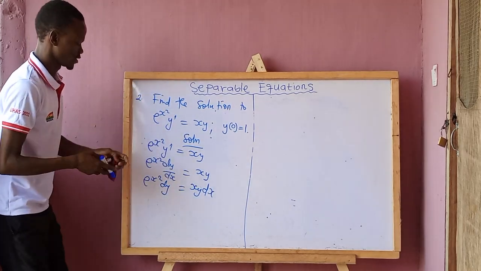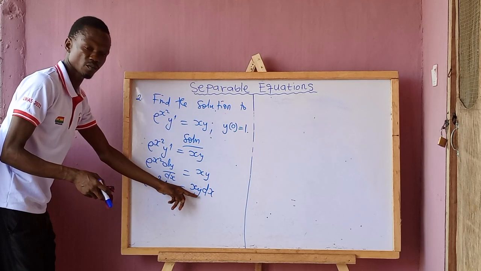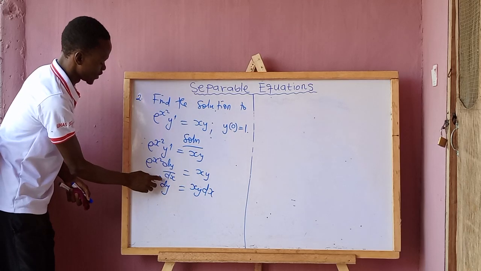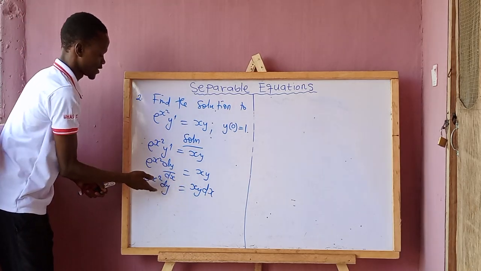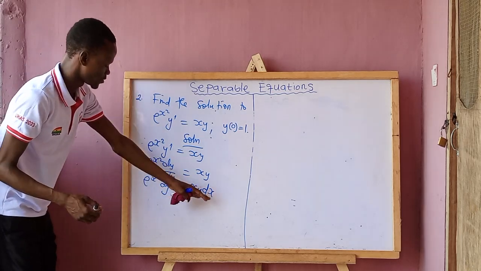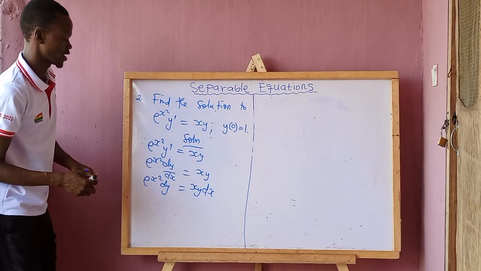So we have seen that we have the x and there's y there, so the y is at a wrong place. We have dy and we have e raised to the power x squared. So we have to bring the y to this side and bring the e raised to the power x squared to the other side. So we do that by dividing both sides by y and by dividing both sides by e raised to the power x squared.